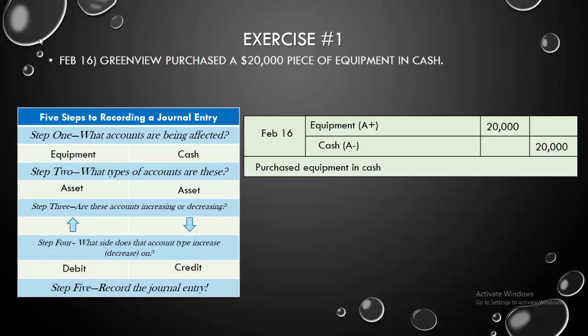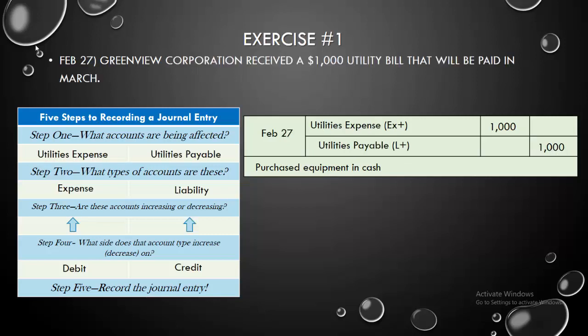And all assets go up with a debit, down with a credit, which means equipment has to be our debit, cash has to be our credit. The February 16th journal entry is a debit to equipment for $20,000 and a credit to cash for that same amount.